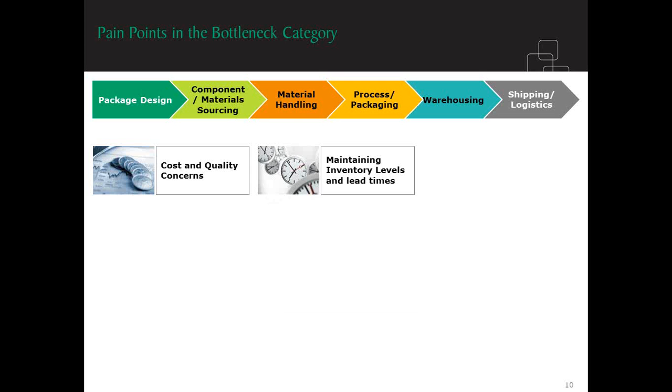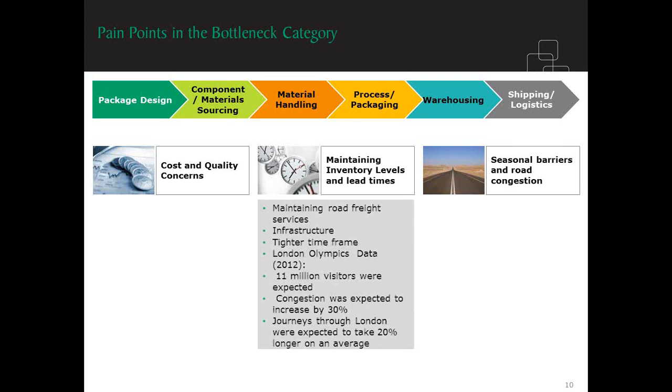I think, Abhiraj, that you've brought out two critical pain point areas, although there would be a few other important areas that I would like to highlight. The first and foremost being seasonal barriers and road congestion. We all understand that infrastructure is one of the most important parameters during festive season or major events like the Olympics and World Cup. London Olympics 2012 saw 11 million visitors. It was also expected that traveling would take 20% longer on average and road congestion would be 30% higher. This makes it extremely tough to deliver and maintain lead times. Therefore, to underestimate the importance of these logistical challenges would not be right.